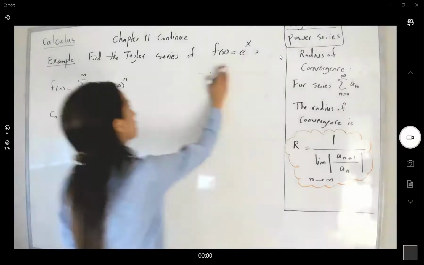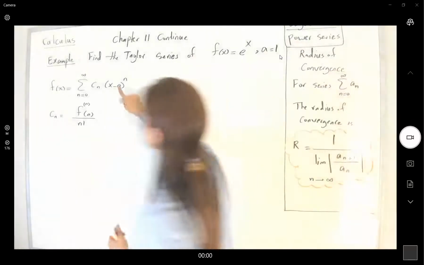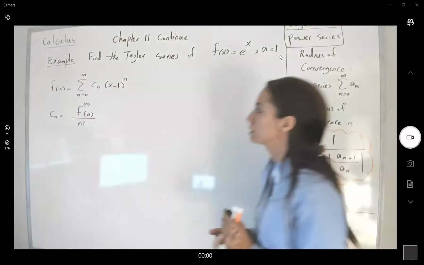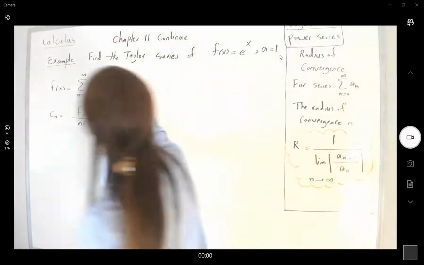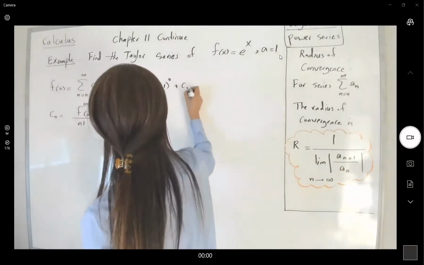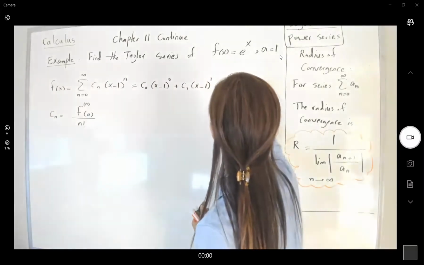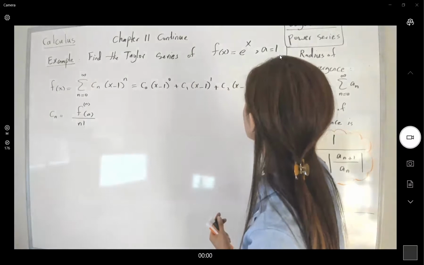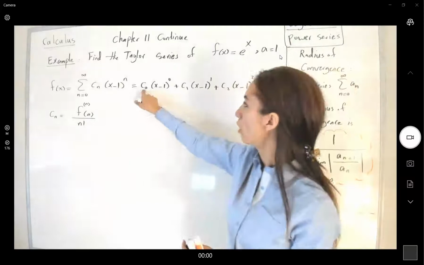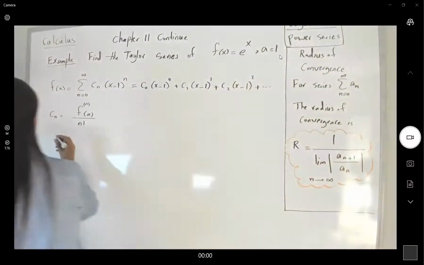Very well. So our a is equal to 1. It means that wherever we see a, we're going to substitute it with 1. So here we have C sub 0 times (x minus 1) to the power 0, C sub 1 times (x minus 1) to the power 1, C sub 2 times (x minus 1) to the power 2, and so on. We'll continue this process. So our job is to find C sub 0, C sub 1, C sub 2.